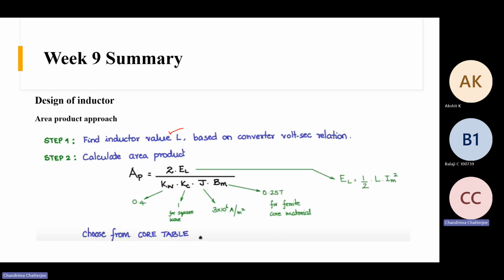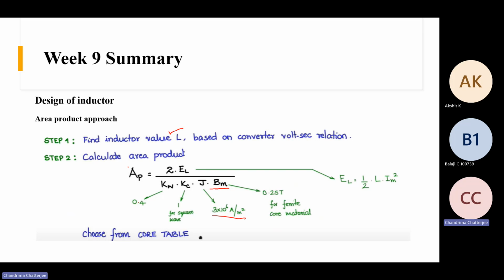So 2EL, KW we can take any value from 0.4 to 0.6. And KC we will know. J we will take 3 into 10 power 6 ampere per meter square. This is a standard value that we take. And BM is the peak flux density. So from this, we can find out the area product.